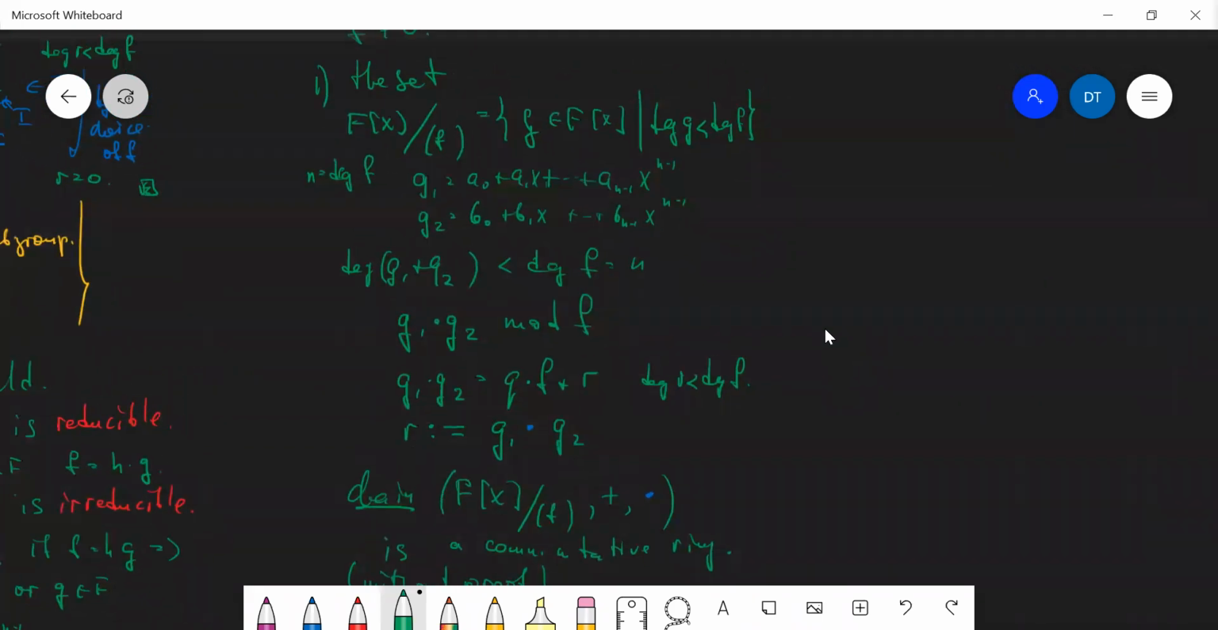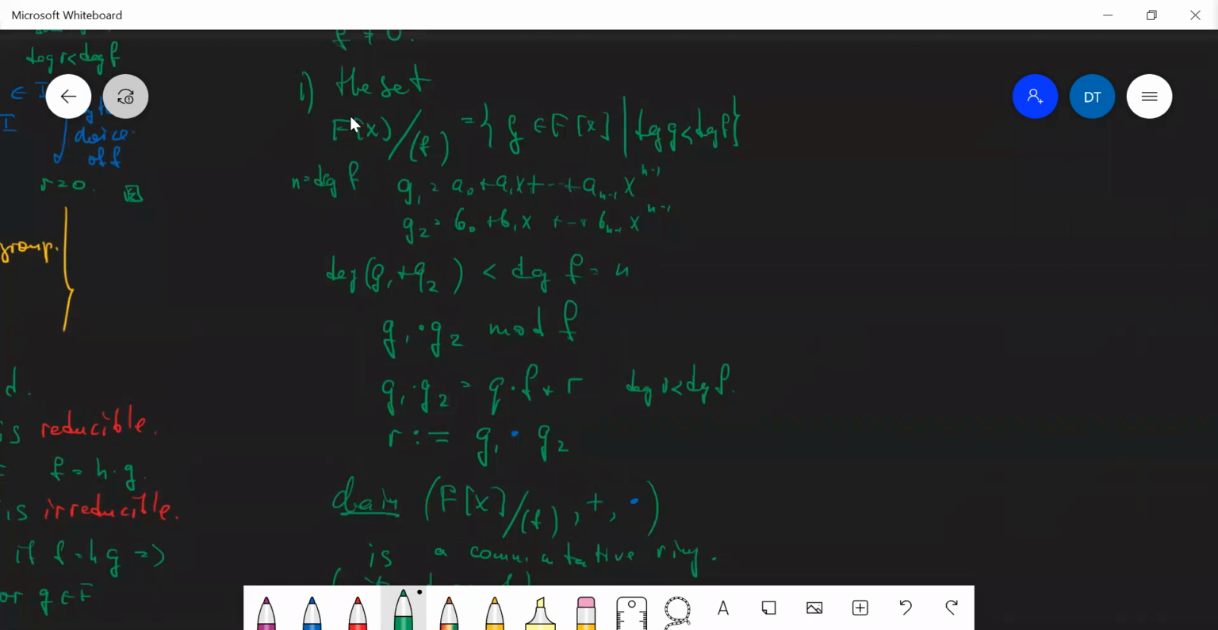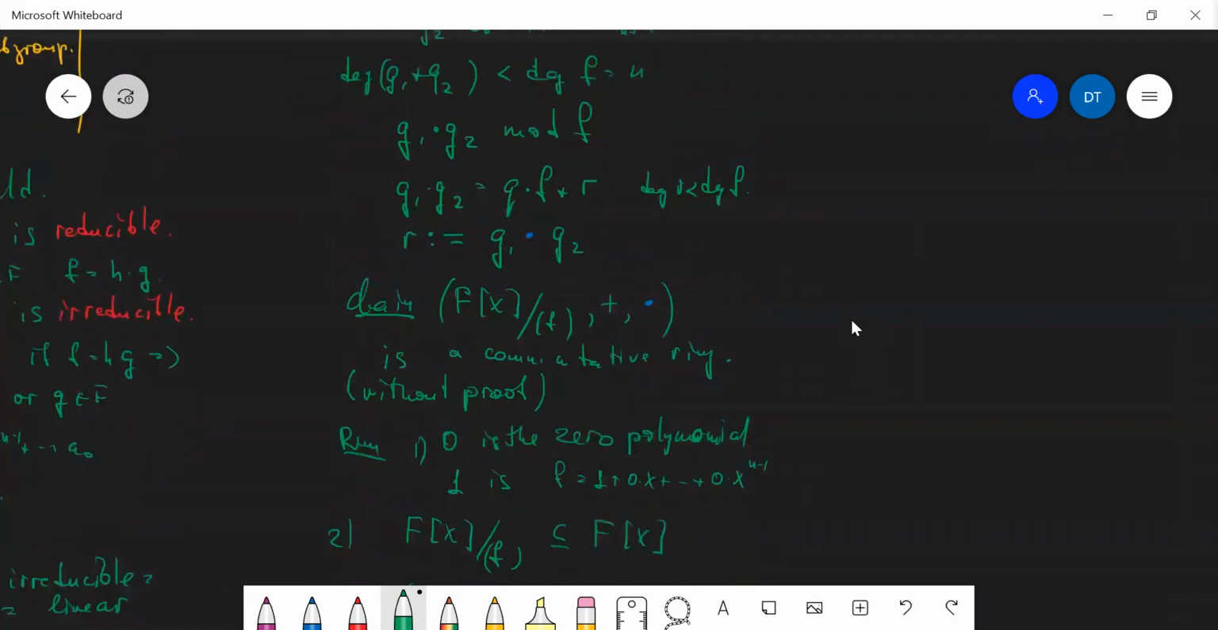Okay. Now, are there any questions regarding this object? So let me summarize what was going on here. I have just defined a ring, which is a set, and two operations, addition and multiplication on this set. And the claim is that this guy is a ring.